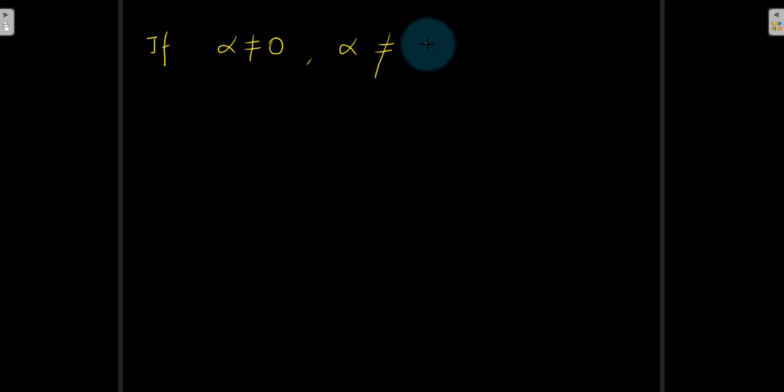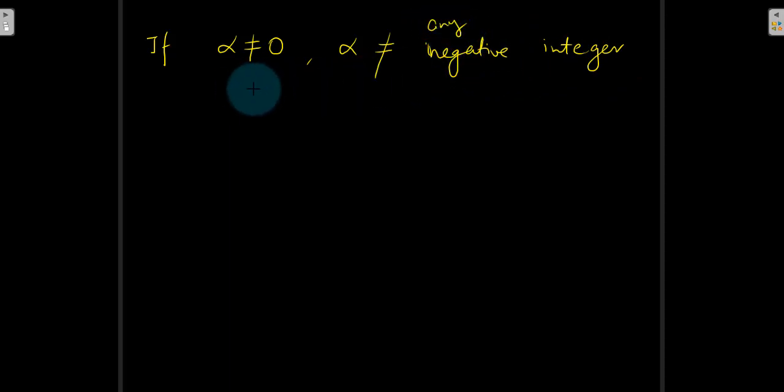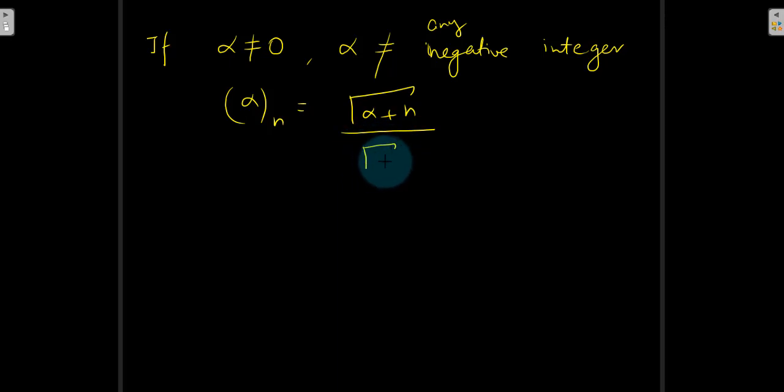Now the next important result that I am going to explain is: if alpha is neither 0 nor any negative integer, then factorial notation n of alpha is equal to gamma of alpha plus n divided by gamma of alpha.